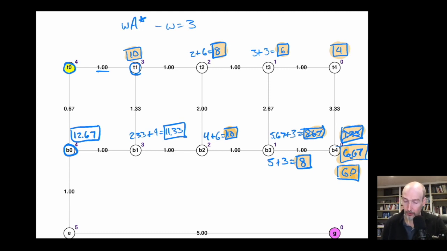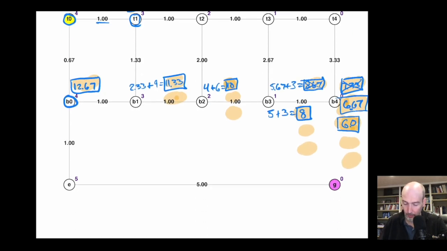And I'm not going to continue the full process here, but what you can see is we'll expand this node again, and then we'll find a shorter path here, a shorter path here, and a shorter path here. And then we'll expand this node, finding a shorter path here, a shorter path here, a shorter path here, and then a shorter path there. And then finally, we'll expand this state and we'll go to the goal.